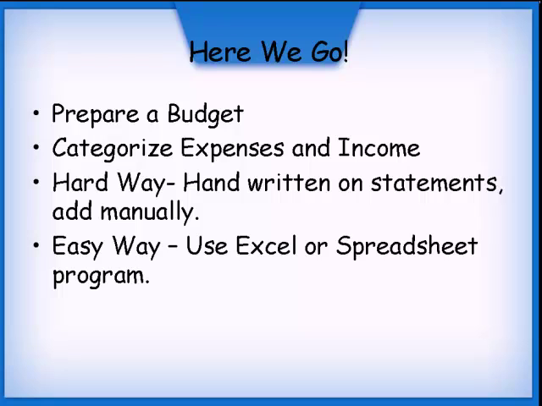Okay, here we go. We are going to begin to prepare a budget. So what we're going to need to do is categorize our expenses and our income. There's a couple ways we can do this. We could do this the hard way, which would be to take the paper printout of your bank statement and, for each line item, write what it's for, write food, write gas, write laundry or whatever the expense is for, and then calculate that up with a calculator and write it down on a piece of paper. That's one way to do it. That's the hard way. We hope that you will use the easy way, which we are going to show you just next, which is to use an Excel or spreadsheet program.